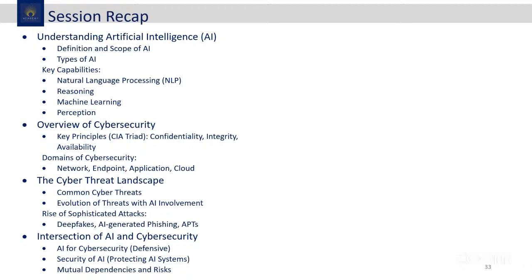In fact, in our next class, we're going to continue from the key capabilities of AI. We'll start from there and break it down further, so that we'll be able to tell you the key capabilities of AI in relationship with cybersecurity. We'll break down how natural language processing, reasoning, machine learning, and perception help us in the defensive strategy of cybersecurity. We'll also talk about the security of AI, that is, protecting AI systems themselves. We'll talk about mutual dependencies and risks. We'll also talk about a few other key concepts, how to defend, where cybersecurity comes in as a defensive tool. We'll talk about several aspects of that in our next class.